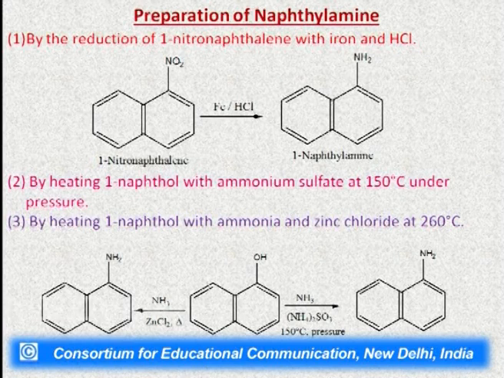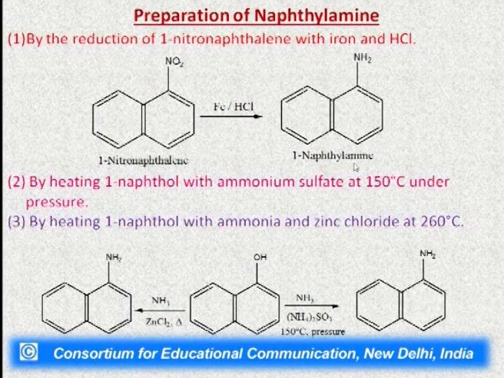Now comes the preparation of naphthylamine. First of all, we can prepare this naphthylamine by the reduction of 1 nitronaphthalene with iron and hydrochloric acid. In this case, in 1 nitronaphthalene, we are reducing this nitro group and we are getting here this amino group at the position number 1, and we are getting here 1 naphthylamine.